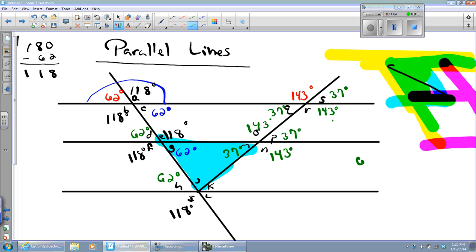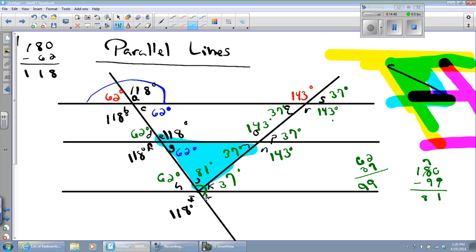If I add 62 and 37, I'm going to get 99. The angle J must be 180 minus 99, which would be 81. So angle J is 81 degrees. Now M and K are alternate interior, so it's 37. And let's see here. I think I can go this way and add those three together.